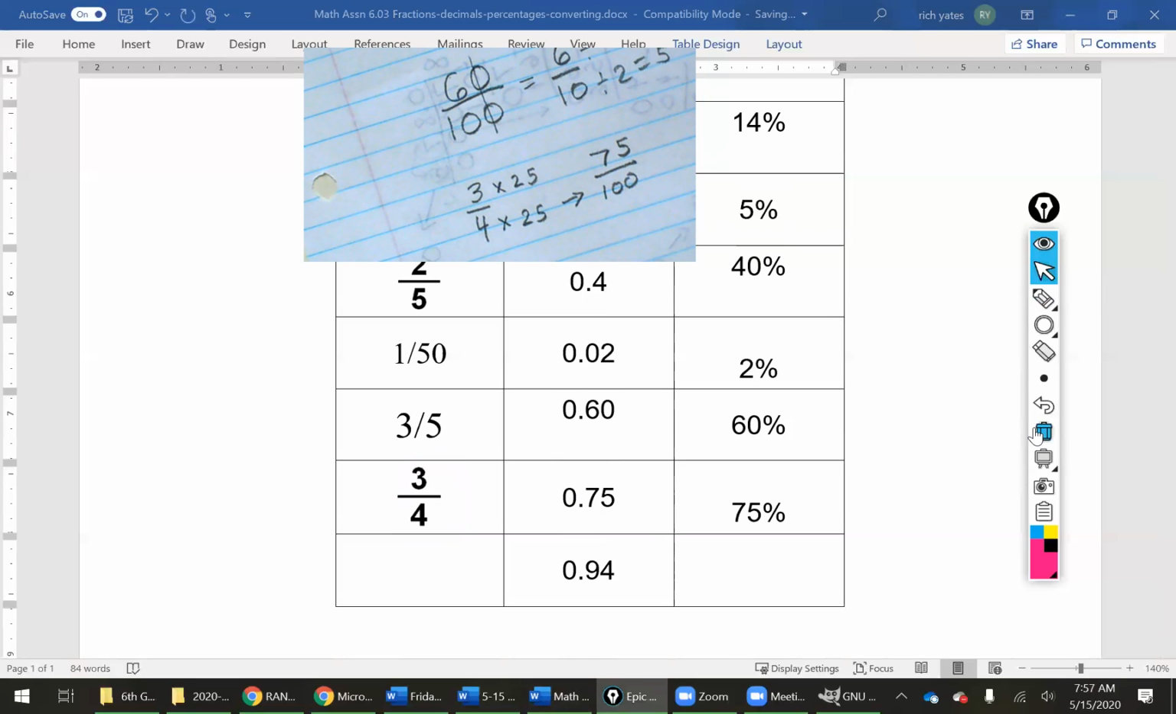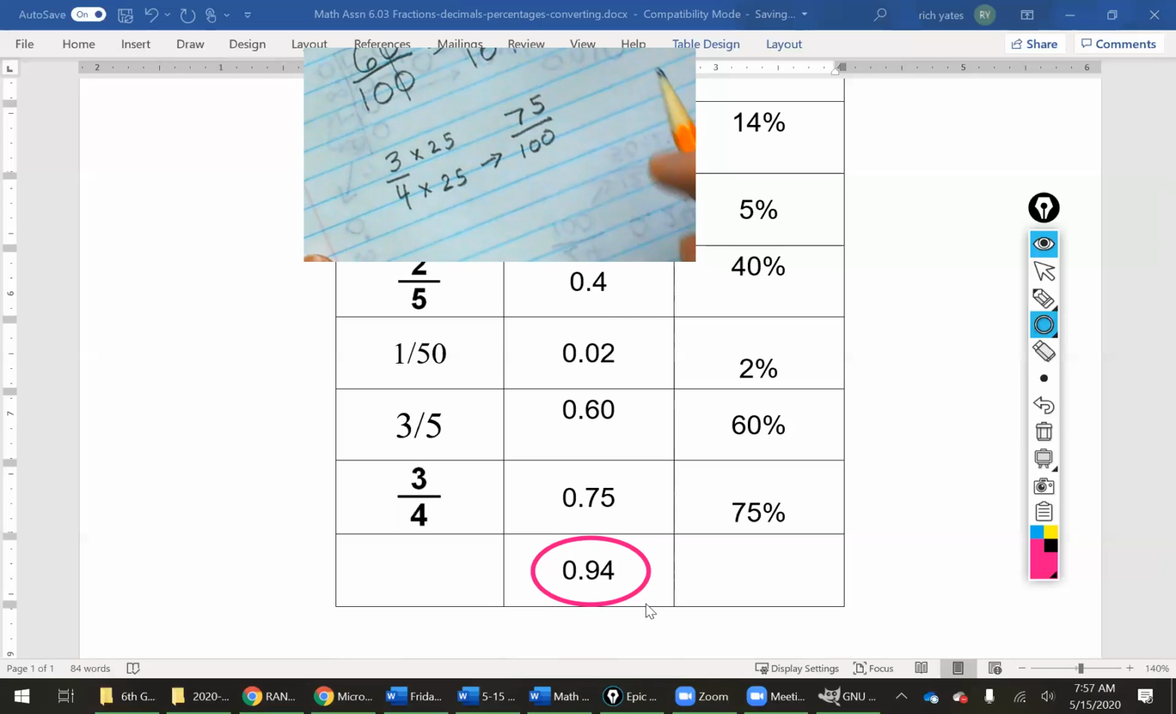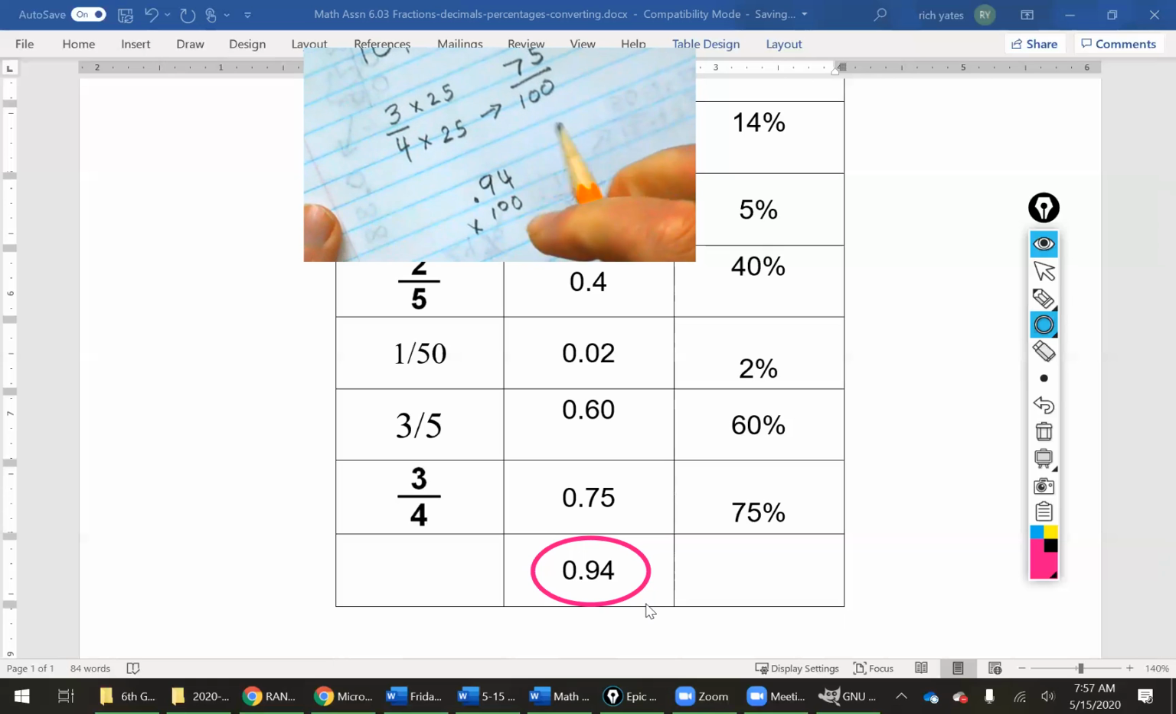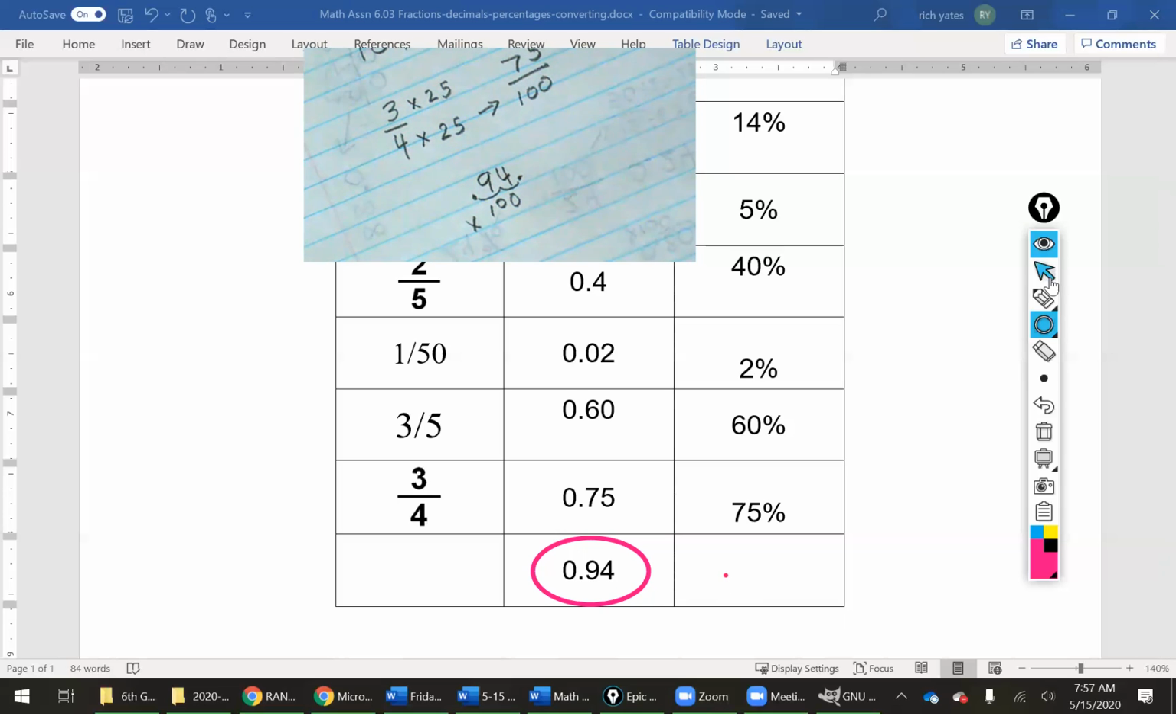My next step, boys and girls, is I'm going to take another decimal right here, 94 hundredths, and I'm going to turn that into a fraction and into a percent. I think the first thing I'll do is turn it into a percent. I'll take 94 hundredths and multiply it by 100 to get a percent. That means I'm going to move the decimal over 2 spaces, and that gets 94. Then all I do is add a percent sign, and I've got 94%.